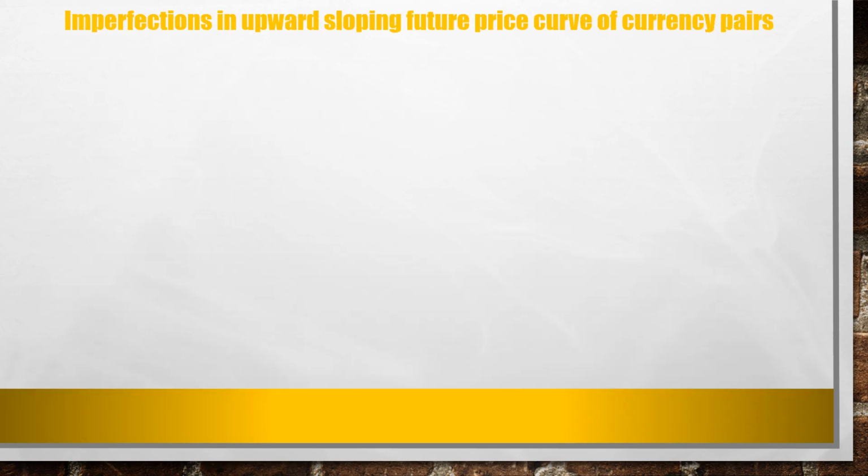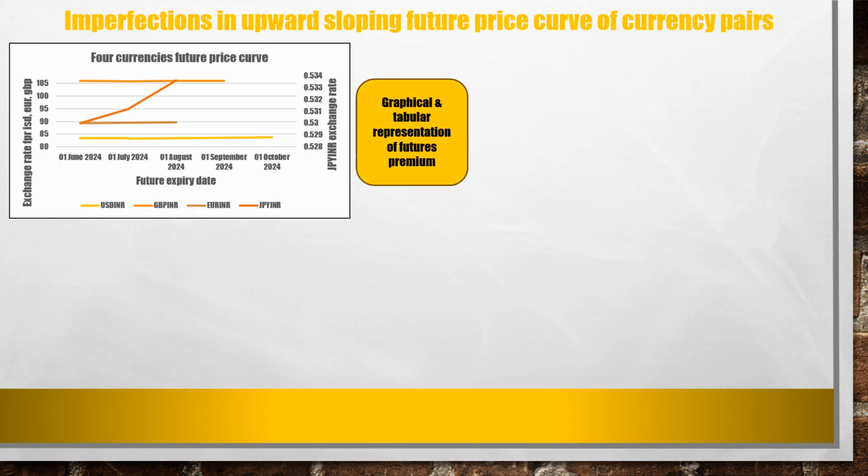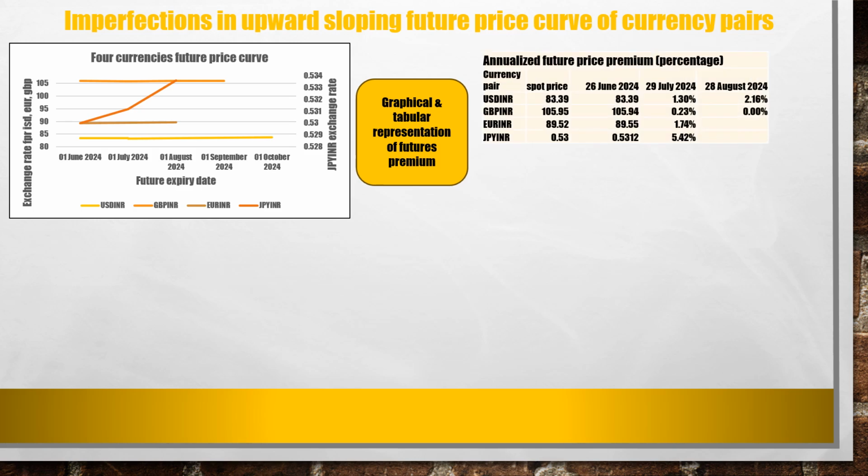And now let's examine the imperfections in the upward sloping futures price curves of the currency pairs. It's a graphical and tabular representation of the futures premium. As could be seen, the Japanese INR curve has the highest upward slope, as the interest rate differential between JPY and INR is the highest.